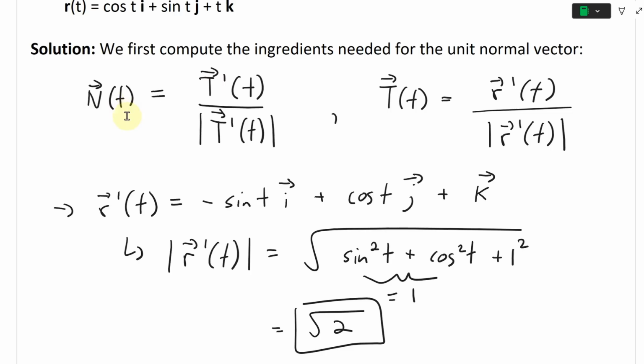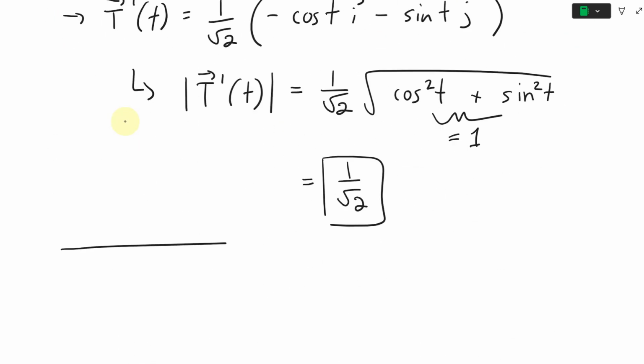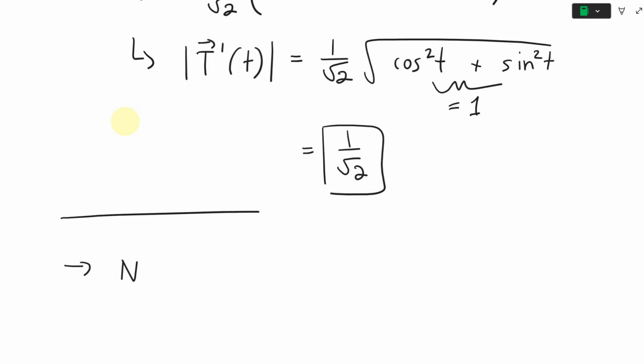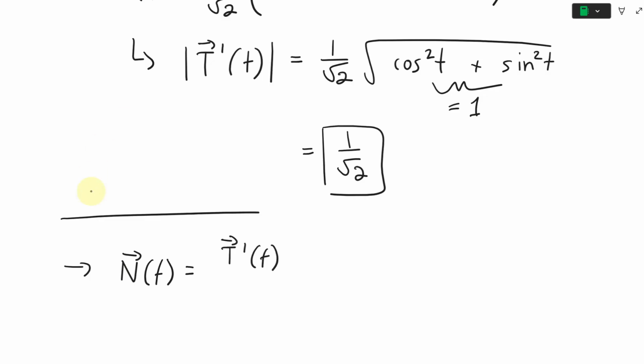So now we have all the ingredients for the unit normal vector. Plug that inside and we'll get the answer. Let's put this for completeness: the unit normal vector is equal to the derivative of the unit tangent vector divided by the length of the derivative of the unit tangent vector. Like that.